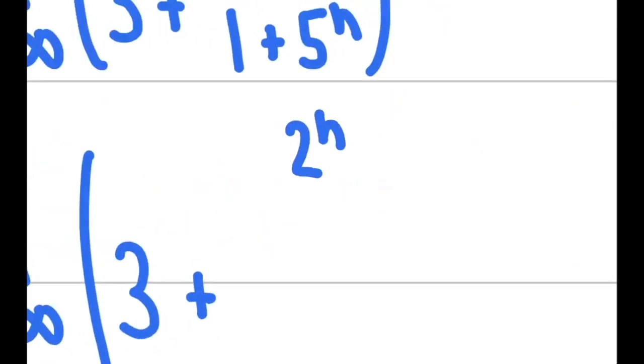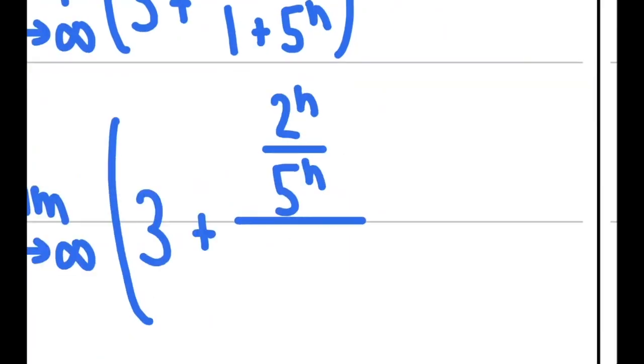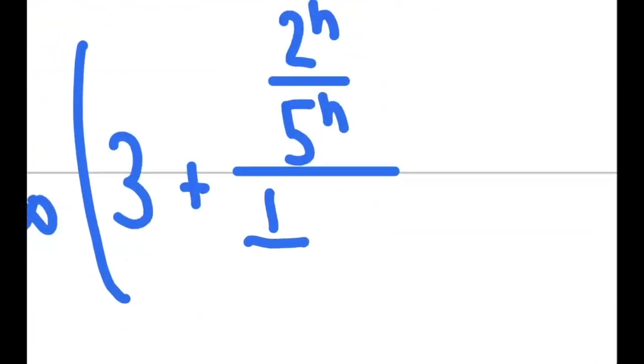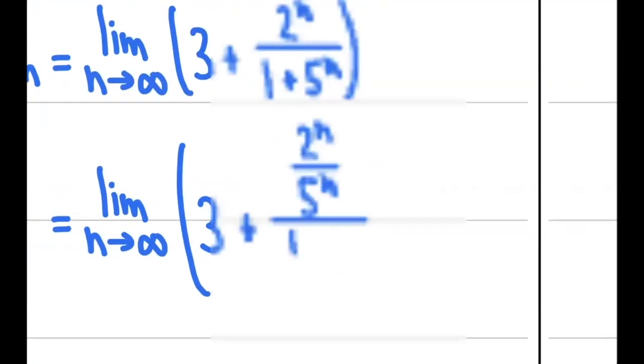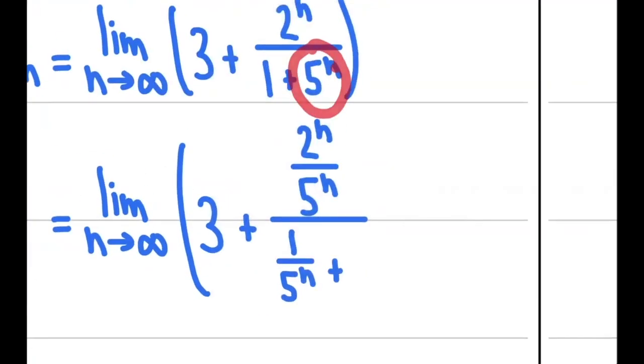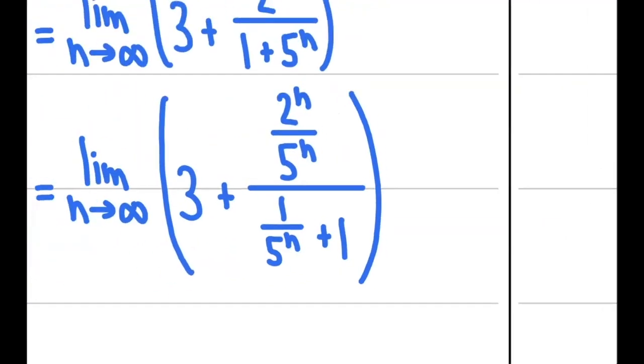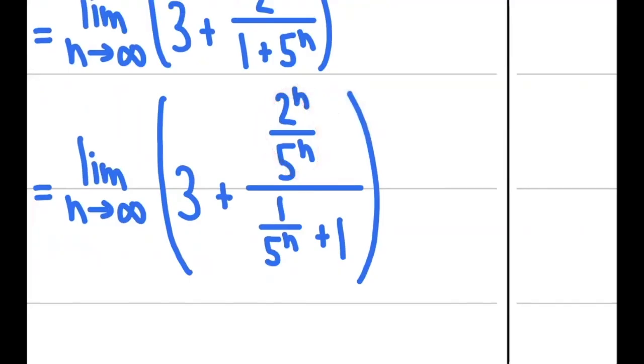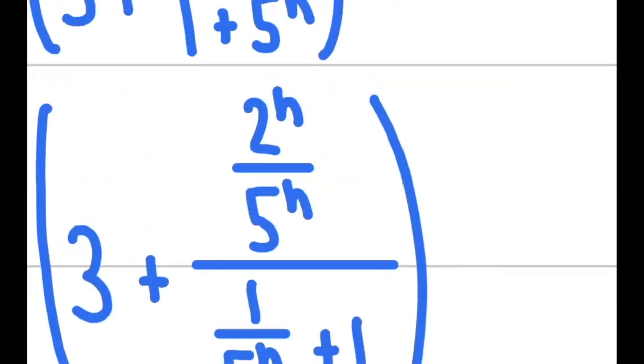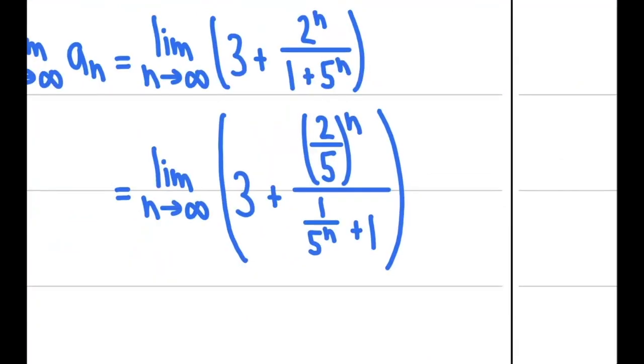So we have 2 to the power of n divided by 5 to the power of n, divided by 1 over 5 to the power of n plus, and then 5 to the power of n divided by 5 to the power of n, that's just 1. And notice how 2 to the power of n divided by 5 to the power of n, I can make the whole thing to the power of n, like this. So when it's in this form, can you guys see what's going to happen as n approaches infinity? Does that help, or do you need more hints?